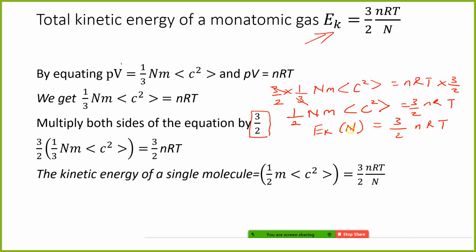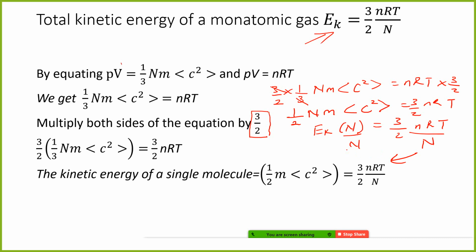Then I don't want this N on this side, so I just divide both sides by N. Now I have the equation that says the kinetic energy, Ek, is equal to 3/2 times n, the number of moles, times the molar gas constant, times the temperature, divided by the number of moles, which gives me this equation for finding the kinetic energy for a single molecule of a monatomic gas.